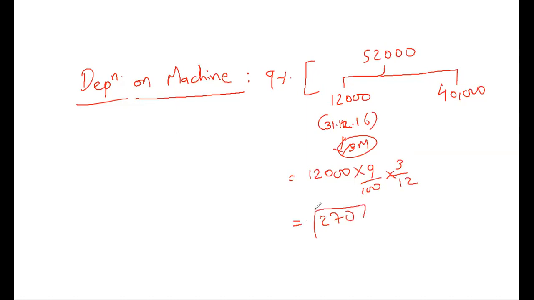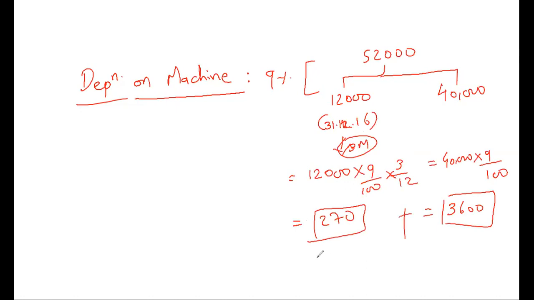Very good. Then on 40,000 for the whole year at the rate 9%, please calculate. Am I right? 3600. Yes, sir. So total depreciation on machine 3600 plus 270. 3870, right? Yes, sir. Please write down.